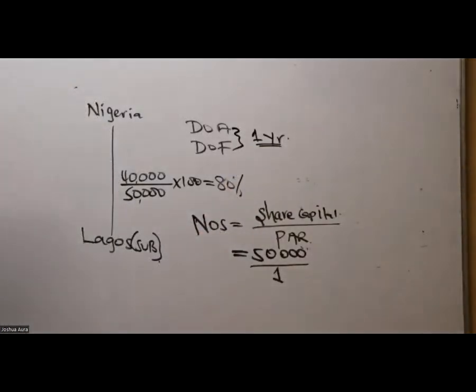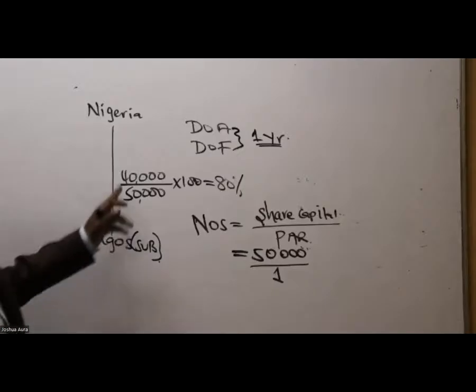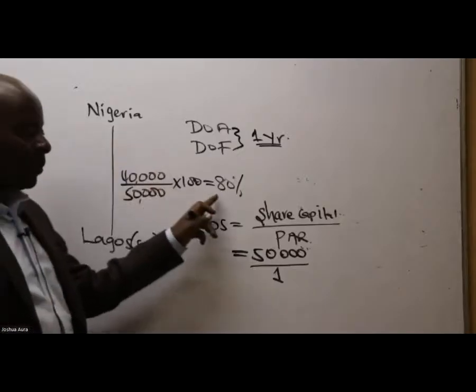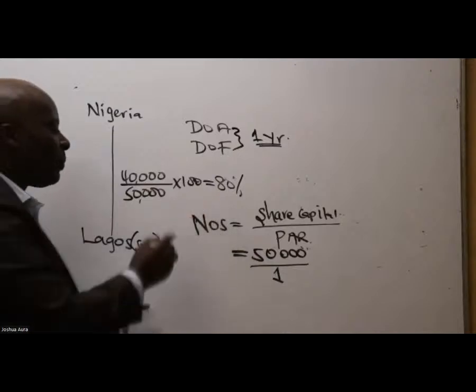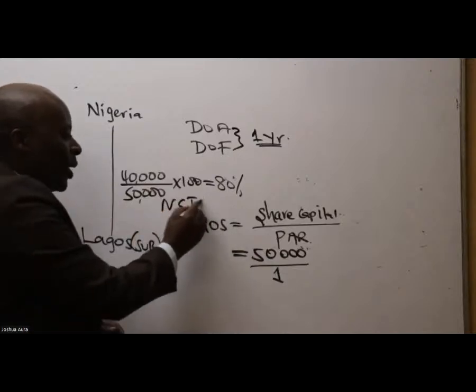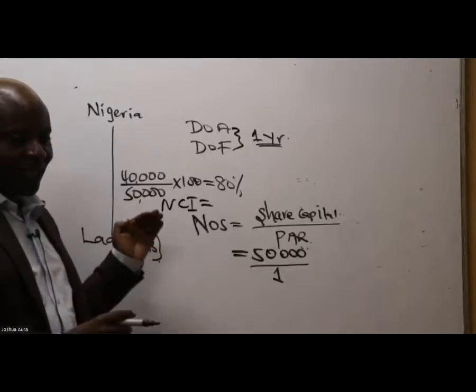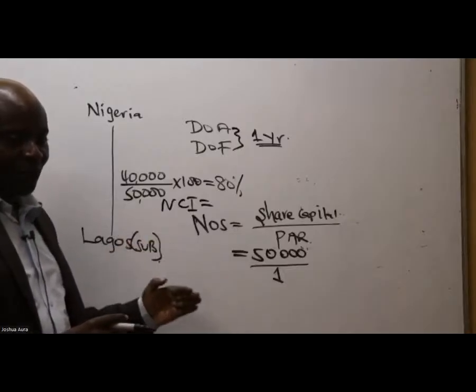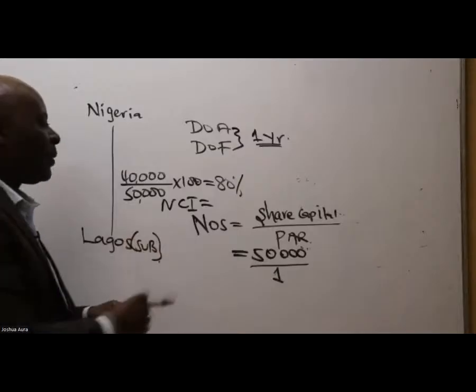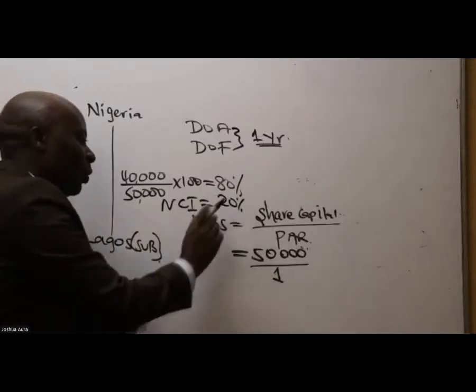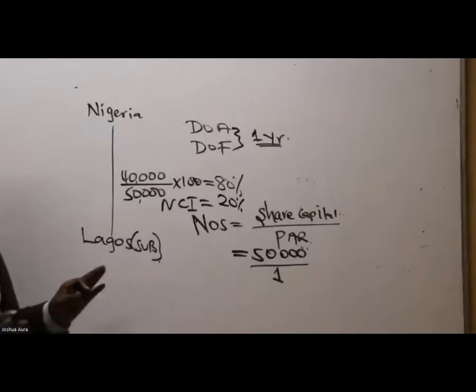Now, ladies and gentlemen, listen here. So the parent called Nigeria has got 80%. So who can give me the percentage of NCI? If the parent has got 80%, NCI will be taking the complementing percentage, 20%. Thank you so much. You leave it there.